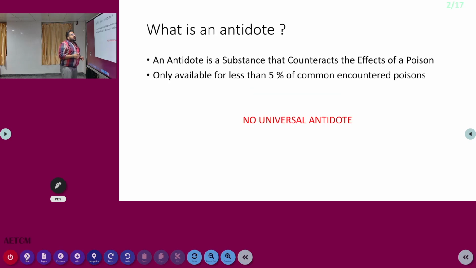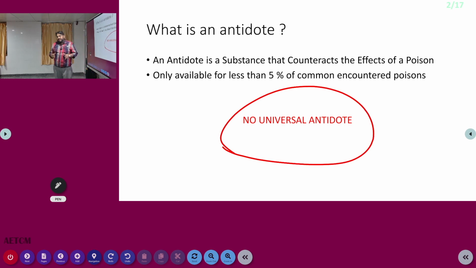Coming to the first thing, what is an antidote? An antidote is basically a substance that counteracts the effect of a poison. That's a pretty simple and straightforward definition. And you have to understand that an antidote is only available for less than 5% of the commonly encountered poisons. For every poison you don't have an antidote; only for around 5% of poisons is an antidote available, and there is no universal antidote. That is what you have to remember. There has been a lot of previous discussion that there is something called a universal antidote. At present, there is no such thing as a universal antidote.